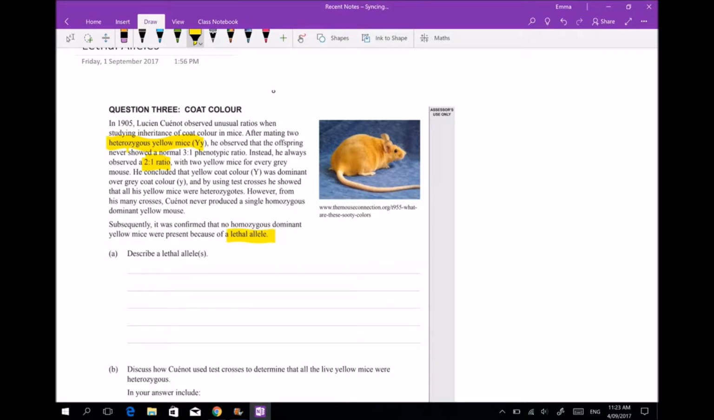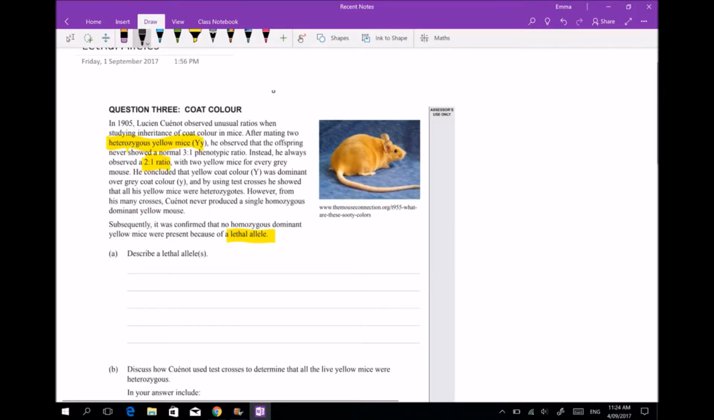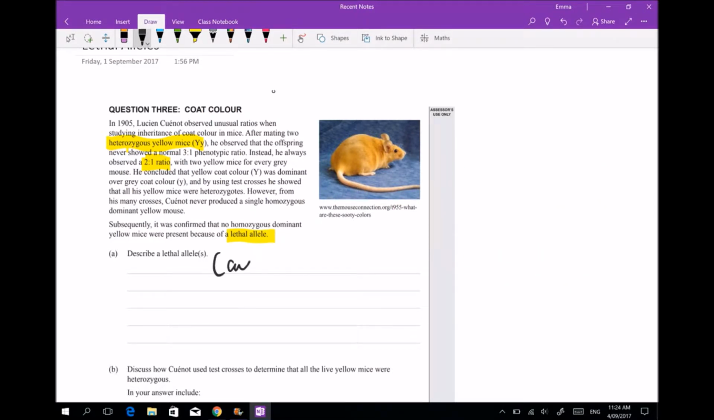So in this one, they're kind of nice. They actually give you a bit of an idea that we are talking about lethal alleles. First question here is describe a lethal allele. So I would say something along the lines of the fact that it causes death when you have the specific genotype.